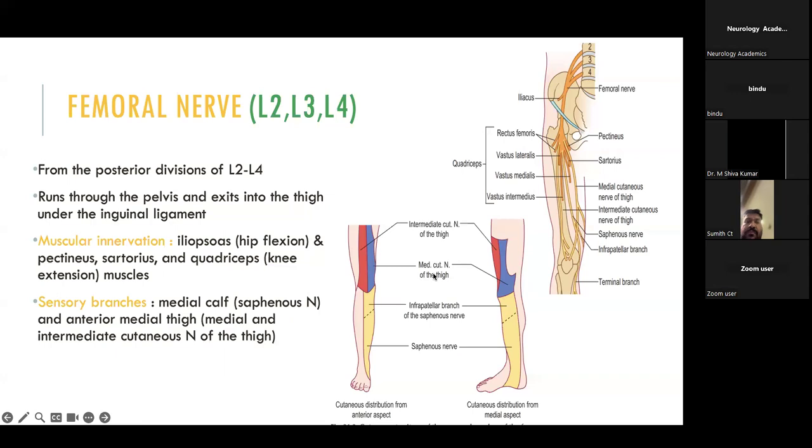Coming to the sensory supply of the femoral nerve, the calf is supplied by the saphenous nerve, a branch of the femoral nerve, and this is the sensory supply below the knee. The rest is supplied above the knee through the medial cutaneous nerve and intermediate cutaneous nerve of the thigh, which are both branches of the femoral nerve. So skin is supplied over the middle anterior part of the thigh and medial calf.